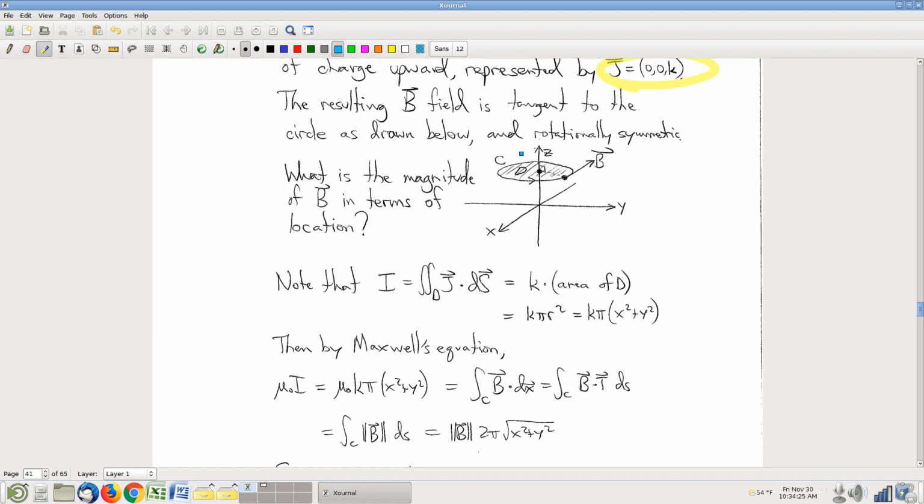Rotationally symmetric means that this is a constant, so it factors right outside of the integral, and all the integral turns into is just the length of the curve. And the length of the curve, of course, is 2 pi r. That's just old geometry.